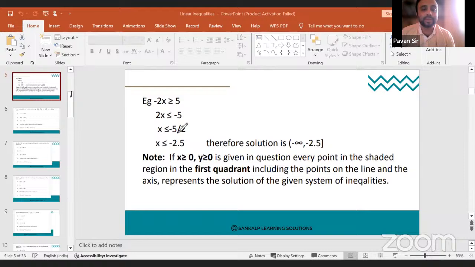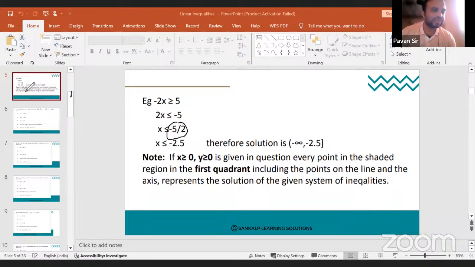Why? Because minus 5 by 2 is the x value, because x is unknown. So because of that, you can say that it is less. x is less than or equal to minus 2.5. It is a simplification of minus 5 upon 2, that itself will give us 2.5. Okay, so therefore, the solution is minus infinity to minus 2.5, the range where the solution will lie. So inequalities represent the solution of a given system of inequalities. Inequalities, in the sense, where the given x values will lie between what range. So to identify that, we have to do such procedures.